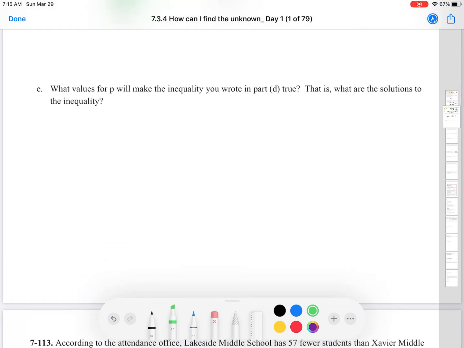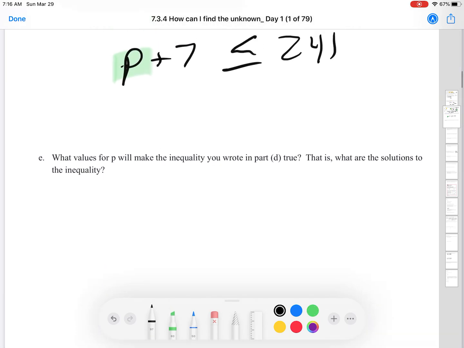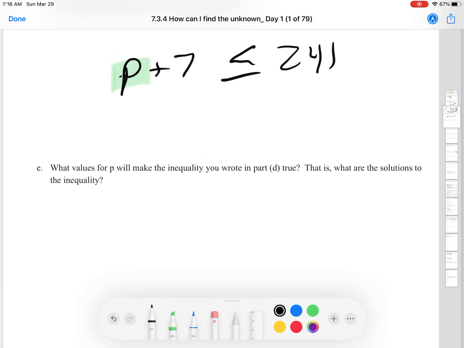What values of P will make the inequality you wrote in Part D true? That is, what are the solutions to the inequality? Well, of course, the solutions are all the possible amount of people that we could have. And like I just said, we could have 0, couldn't we? Could have 0. Could we have 300? Well, absolutely not. 300 plus 7 is 307, right? And if we had 307, that's not less than or equal to 241.